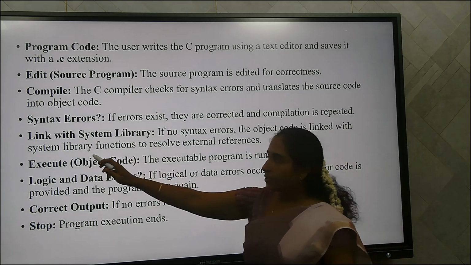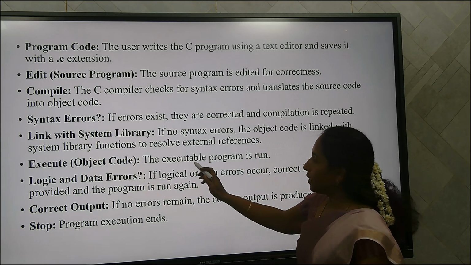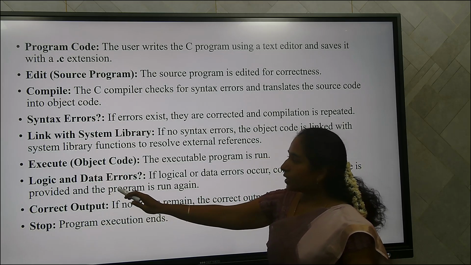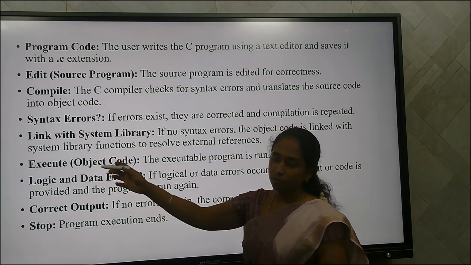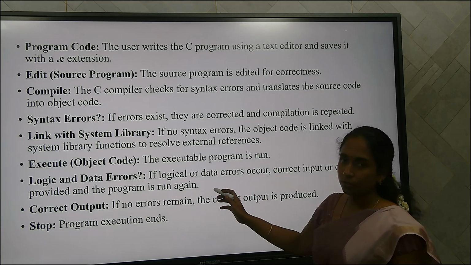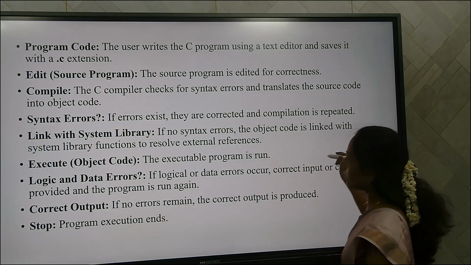Next, the linker function: we have to link our object code with the system library. Then it gets converted to executable code. Finally, the executable code will get processed by the CPU. If there is any logical error, the user has to give the correct input. Finally, the correct output will be displayed on our screen.